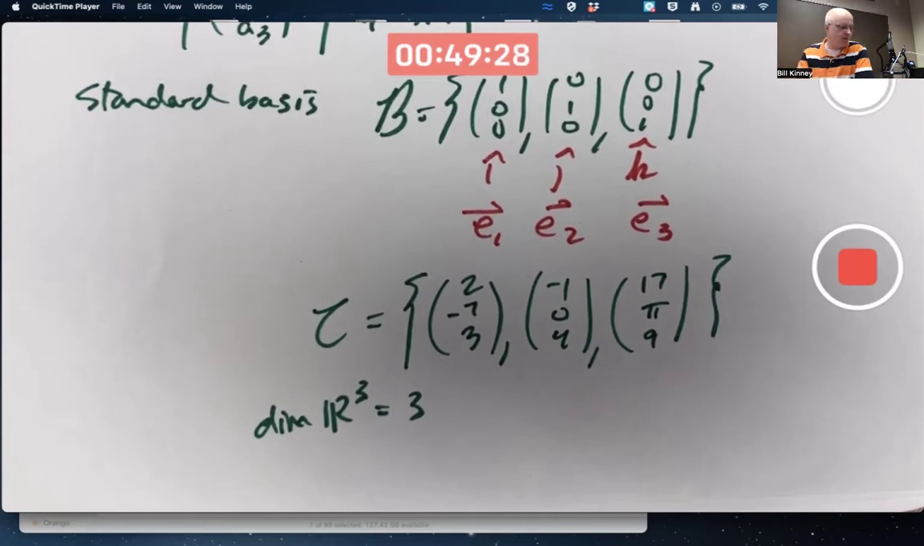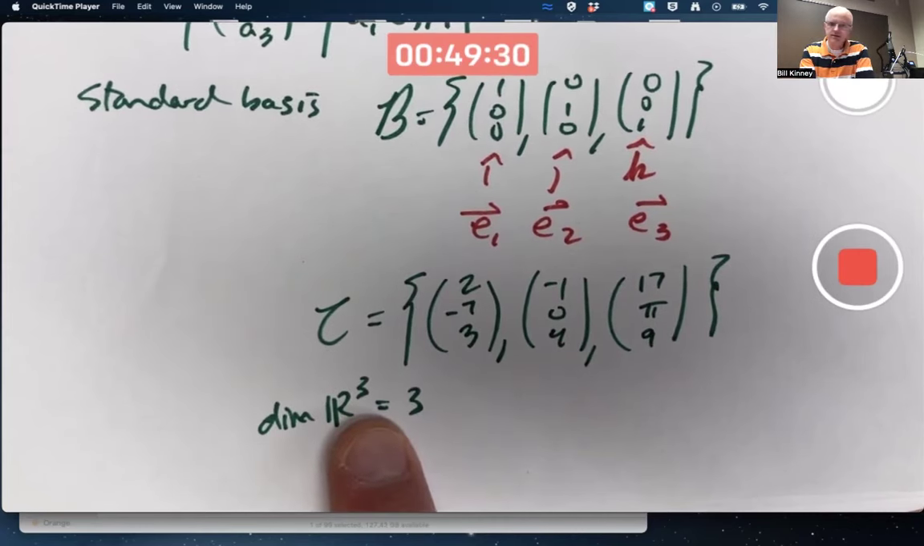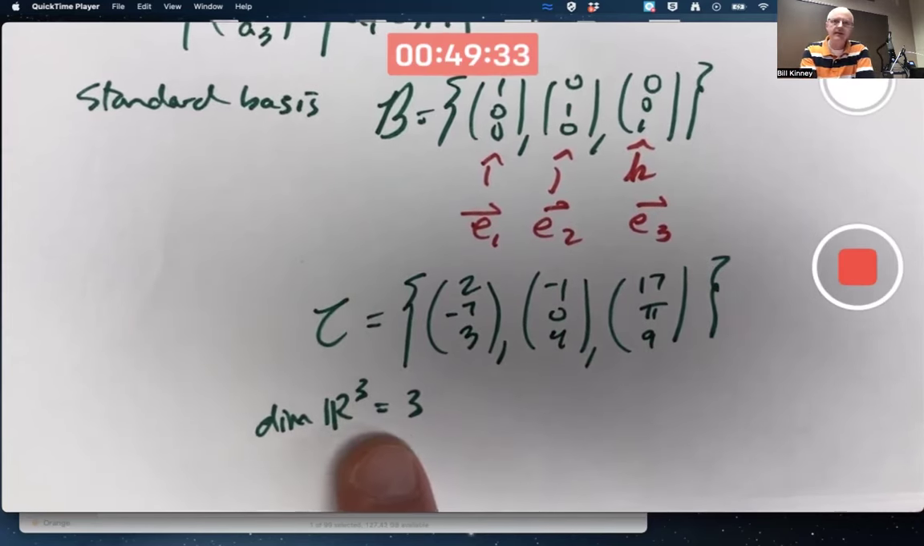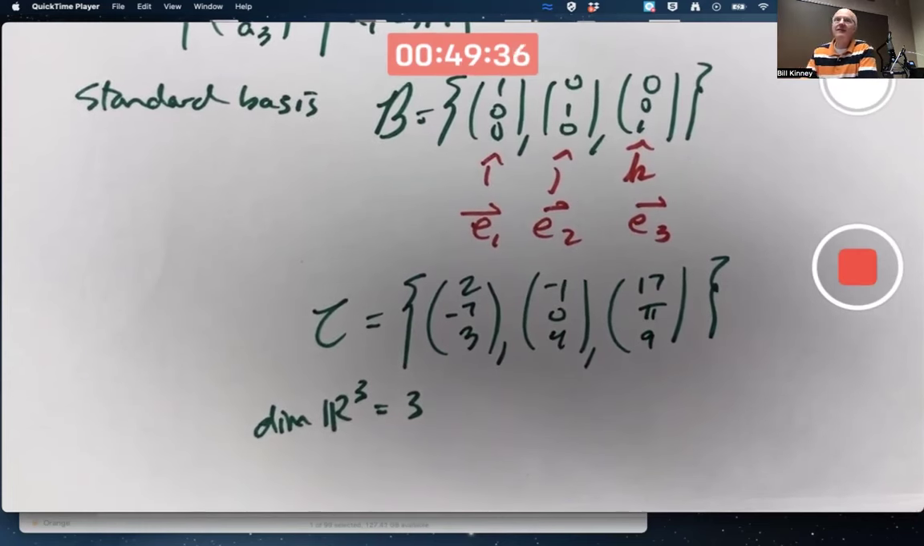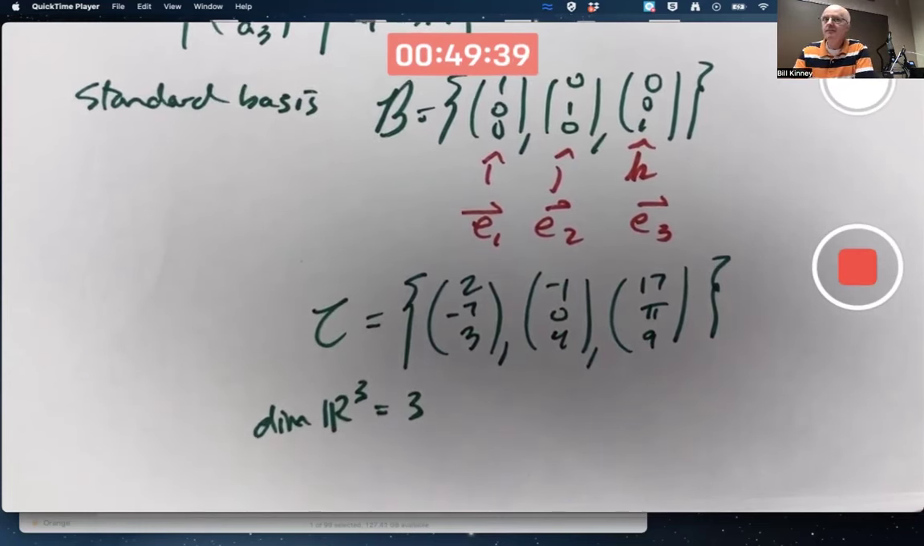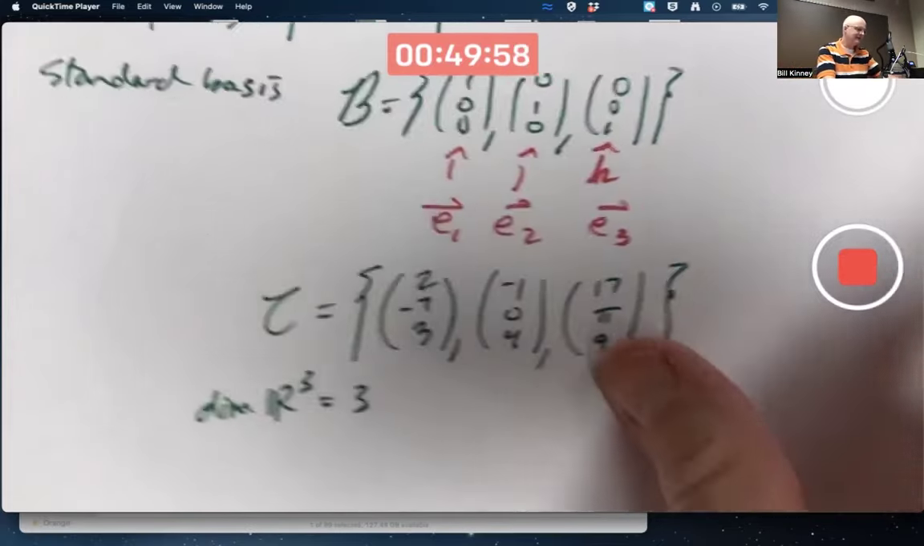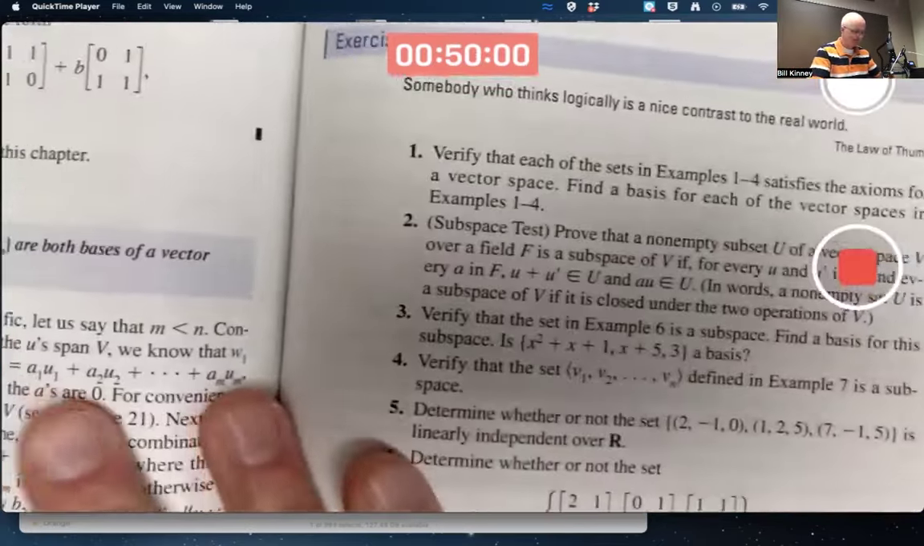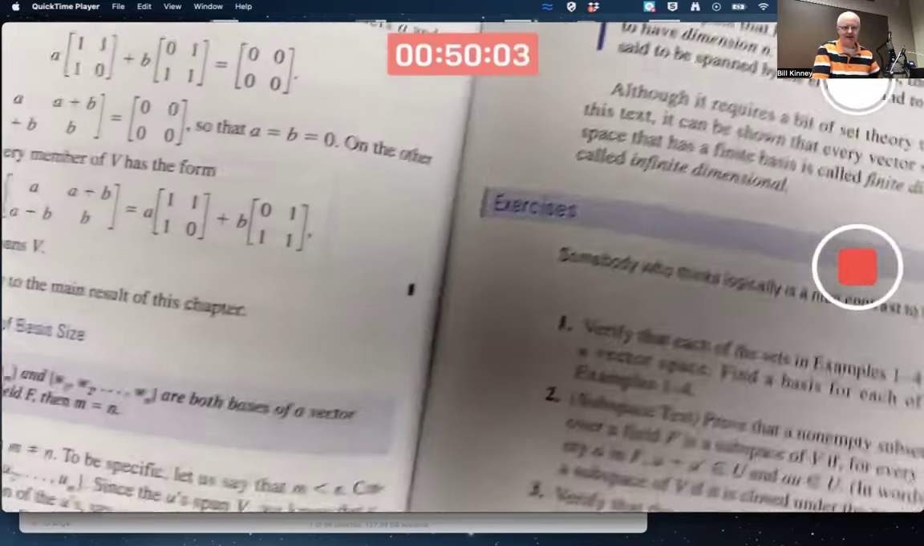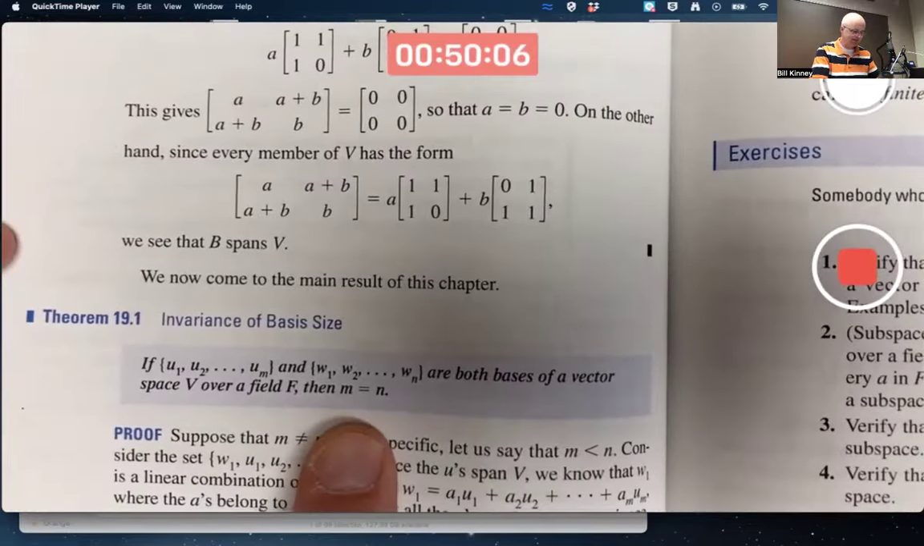But why is the dimension of R3 3? Is it really just because there's a 3 there or not? Well, I mean, it's related to the fact that there's a 3 there, but the official definition of dimension is the number of elements in any basis. The dimension of the vector space is the number of elements in any basis. But that should bring up a question in your mind. Like, well, how do I know that any basis has the same number of elements? That's a theorem. It's a theorem in this old chapter 19, right here. Invariance of basis size.